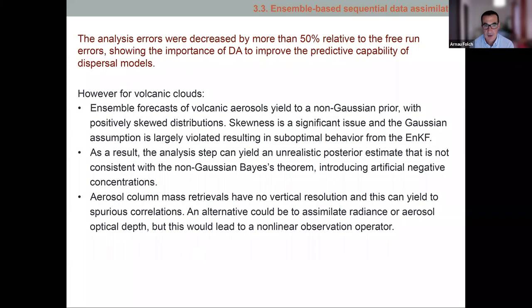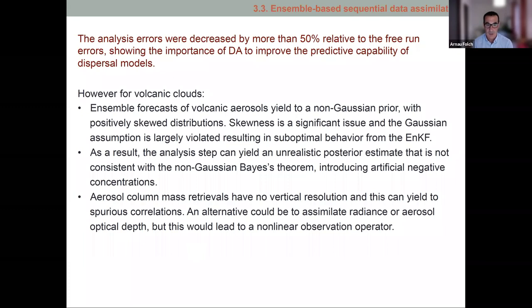But nonetheless, this also has some issues, no? And one of the problems is that in the case of volcanic aerosols, we have a non-Gaussian distribution of errors. This means that we have very skewed distributions, and we find that this is an issue, because Kalman-like filters assume a Gaussian distribution of errors, and they also assume linearity. And this, in our case, is not always the case. So we find non-optimal or suboptimal performance of all the ensemble Kalman filters that we have tried in general.